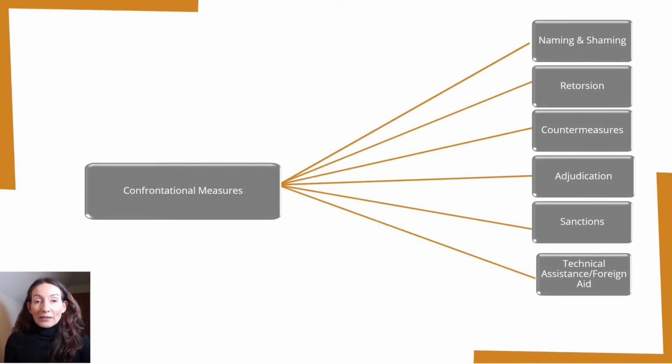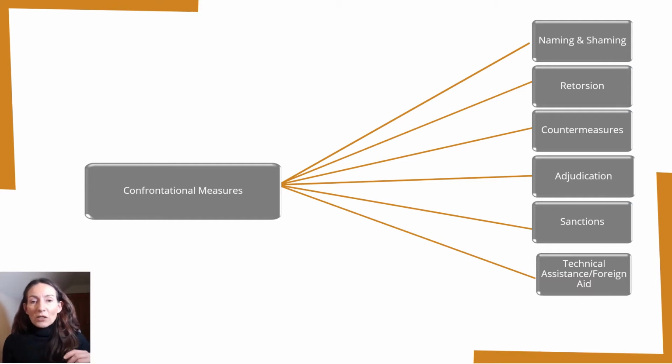We are starting with those that I have categorized as confrontational in the former lecture, that is, those strategies that seek the compliance of another state or non-state actor with international law by putting pressure on them through a negative and unwanted consequence in case they don't comply with international law.